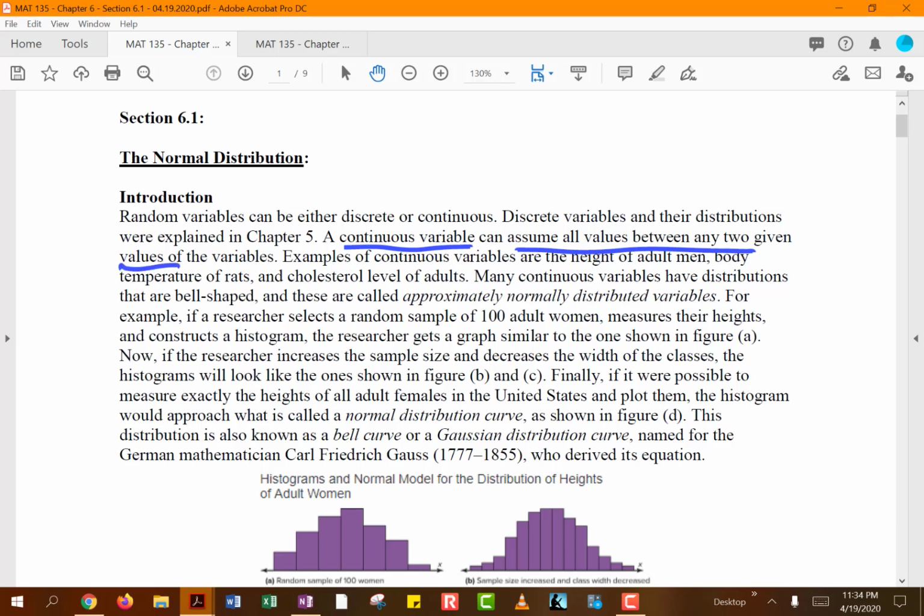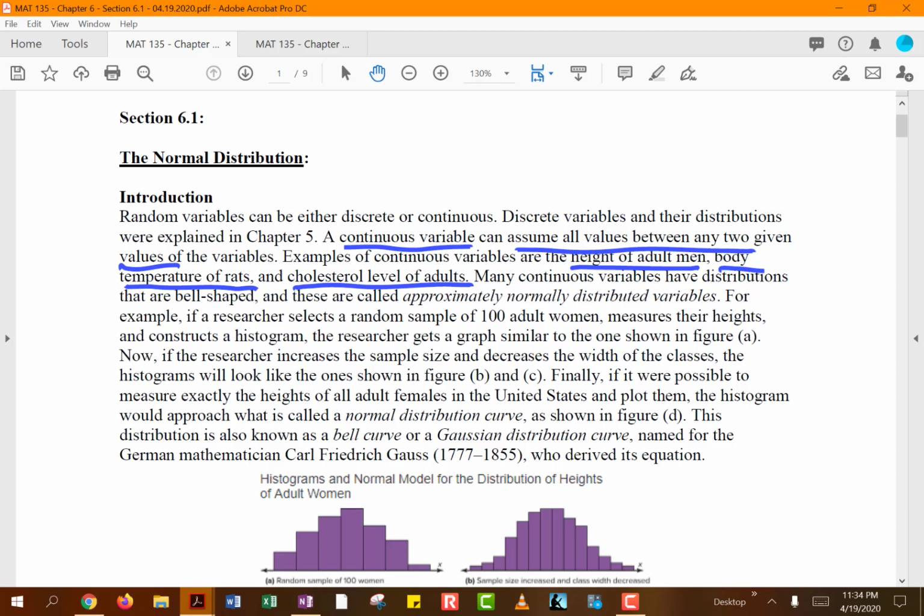If you think of examples for continuous variables, you can think of the height of adult males, body temperatures of rats in this case, cholesterol level for adults. All of these, you can basically think of as continuous variables because you can have the height of 5 feet or 6 feet, but you can also have somebody who's 5 feet 3 inches and maybe a little bit extra on top of that, right? And they could have any value in between, like 5 feet 3 inches and 5 feet 4 inches, right? They could be somewhere in the middle of those two values. So that's why these are considered continuous variables.